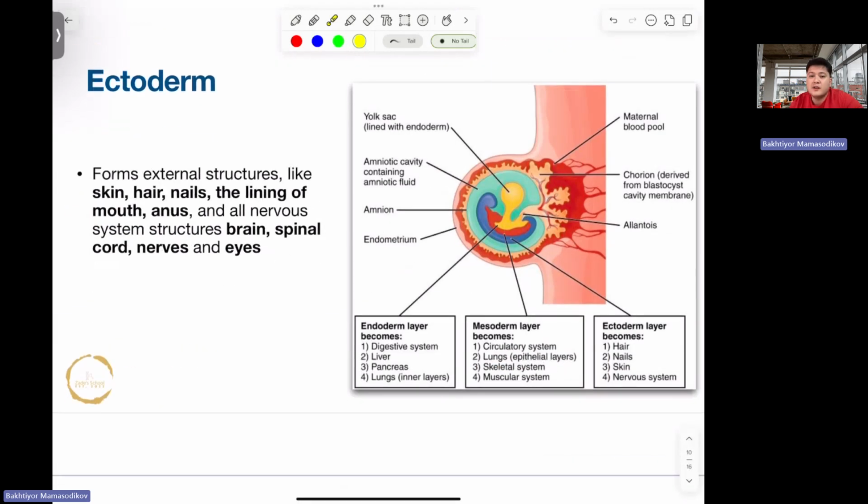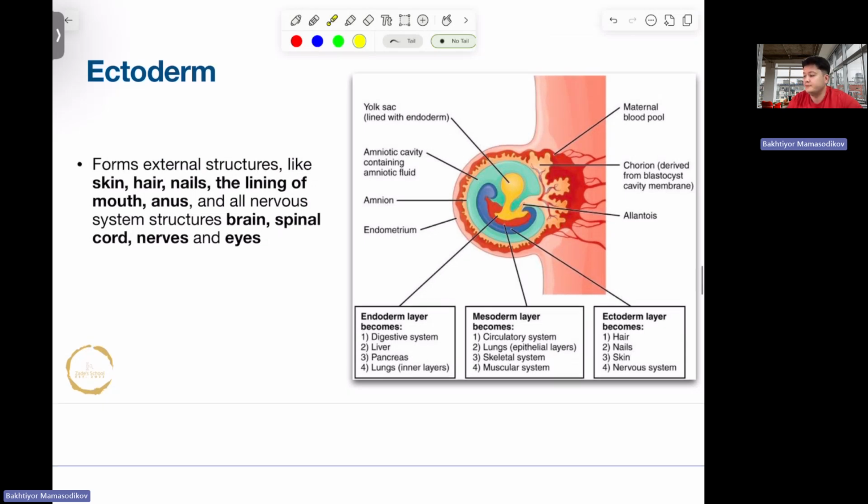From the ectodermal region, all the outer structures, for example, the skin, the hair, nails, lining of the mouth, lining of the anus, all of the nervous system structures, for example, the brain, spinal cord, nerves, eyes, all of them are formed from the ectodermal region.